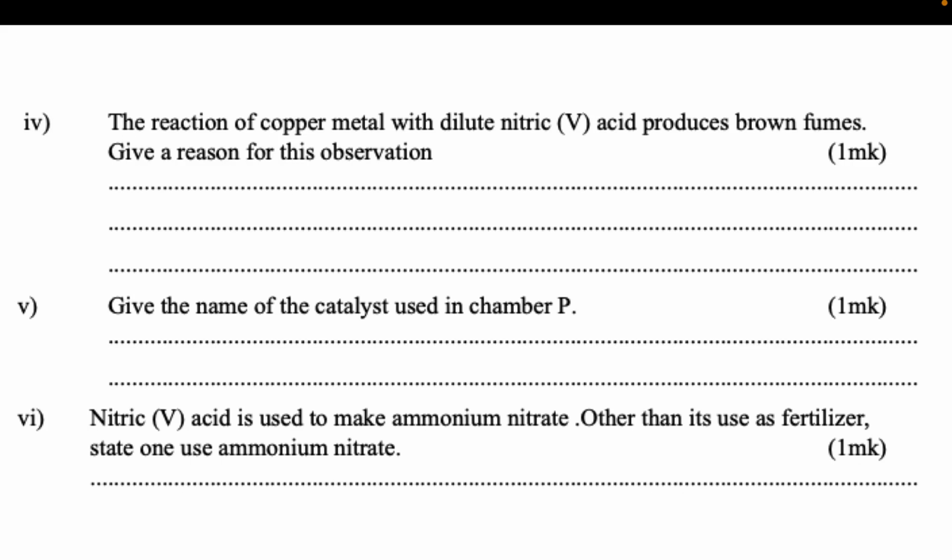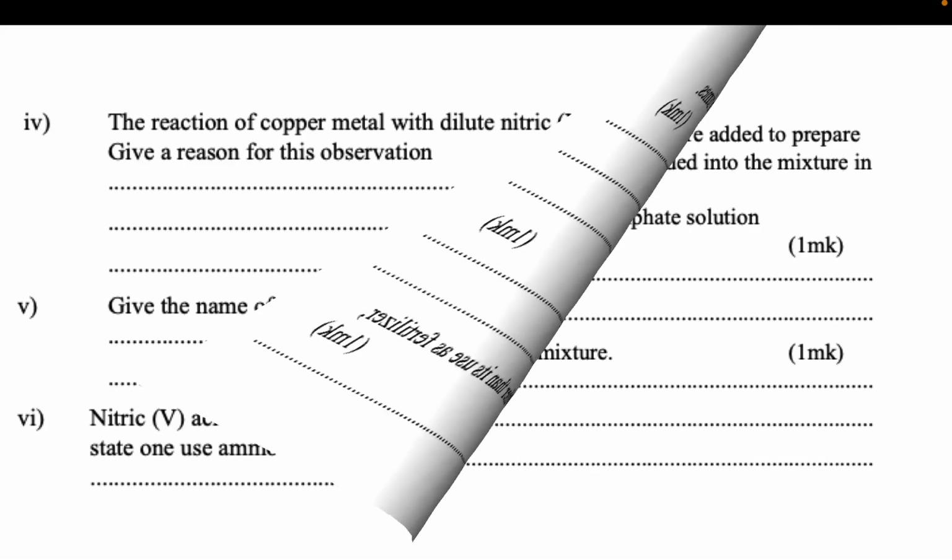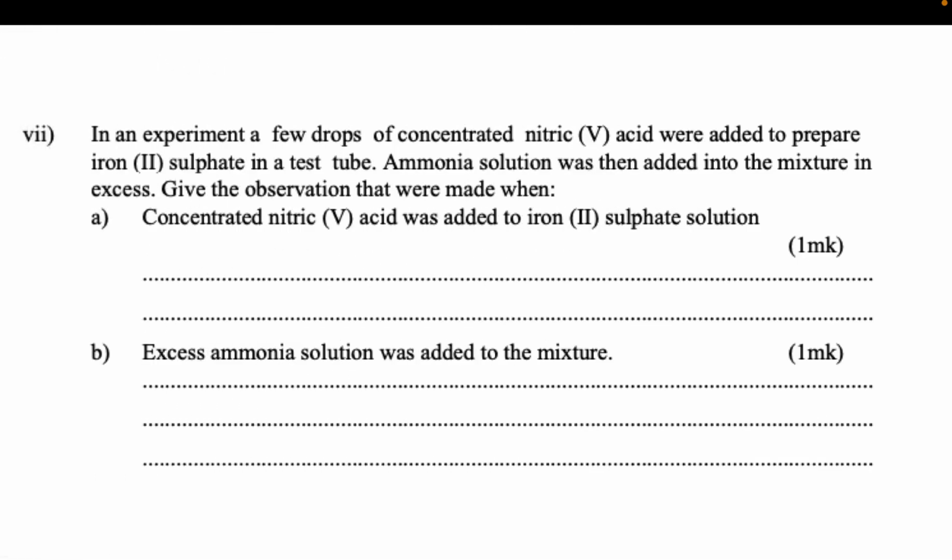Nitric V acid is used to make ammonium nitrate. Other than its use as fertilizer, state one use of ammonium nitrate. In an experiment, a few drops of concentrated nitric V acid were added to iron II sulfate in a test tube. Ammonia solution was then added into the mixture in excess. Give the observations that were made when concentrated nitric V acid was added to iron II sulfate solution. Excess ammonia solution was added to the mixture.